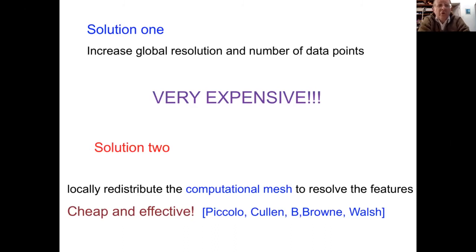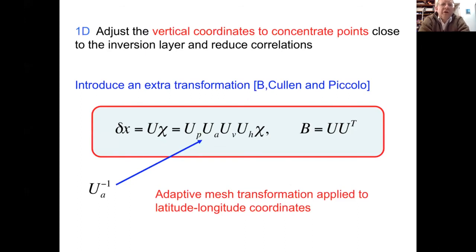The second solution is to change your computational mesh locally when you're doing your data assimilation, so to better resolve the features associated with the inversion layer. And this is both cheap and effective, and this was what the team of us actually ended up implementing to improve the accuracy of the data assimilation methods that the Met Office were using. So what that amounts to in terms of the data assimilation procedure is to introduce an additional transformation matrix we'll call U_A, which is to do with adapting the mesh locally to resolve the location of the inversion layer. This is the basis of the algorithm that Mike Cullen, Chiara Piccolo, and I then developed to improve that.